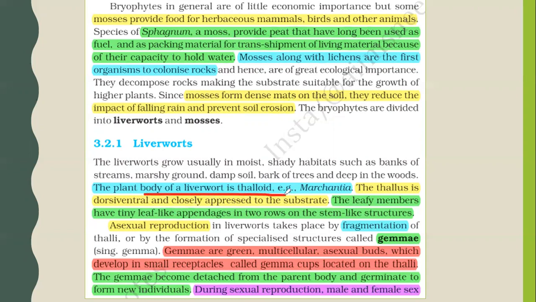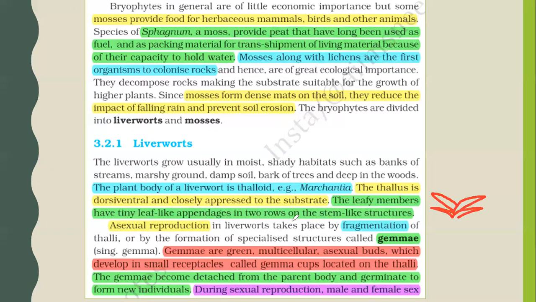Liverworts, the main plant body is thalloid. Liverworts, example is Marchantia. They are dorsiventral and closely appressed to the substrate. The leaf-like members have tiny leaf-like appendages in 2 rows. Okay, they'll be arranged like this.